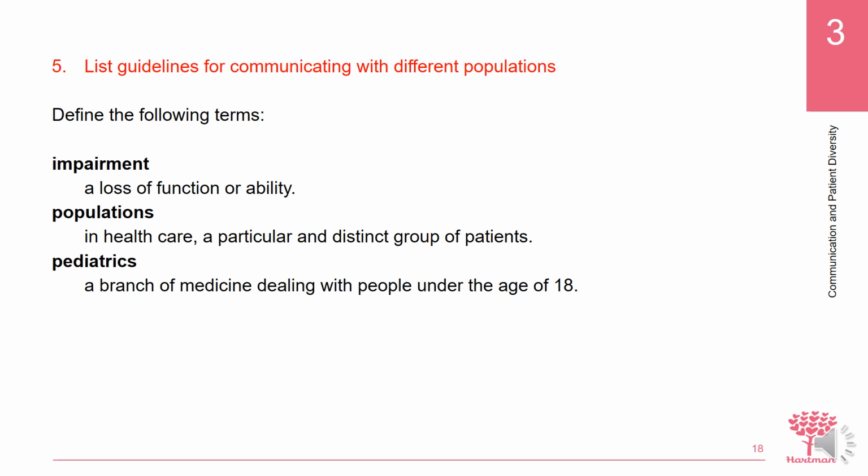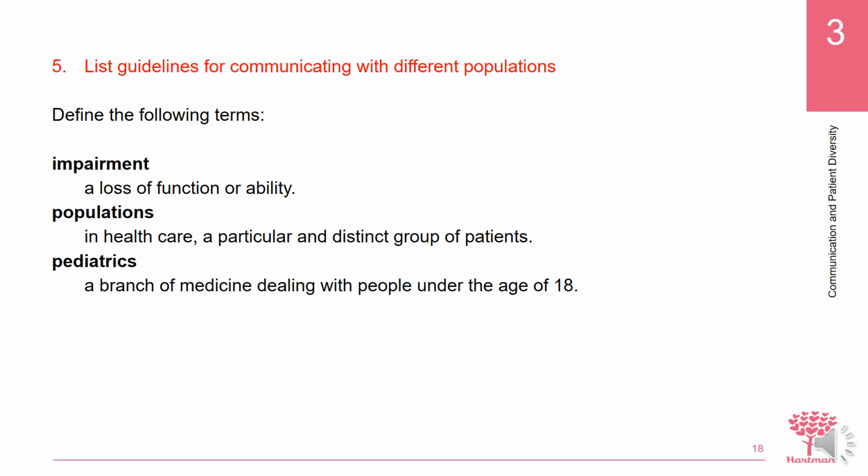So for the next segment, we want to be familiar with the following terms. The term impairment means a loss of some type of function or ability. Hearing impairment means loss of hearing. Cognitive impairment means loss of ability to think clearly. Populations, in healthcare, means a particular and distinct group of patients. It could be the elderly, it could be the impoverished, it could be the homeless. It depends on what you're talking about.